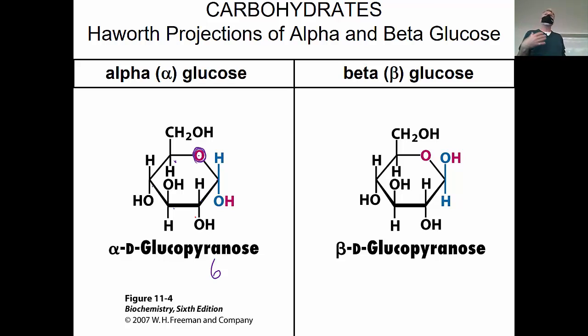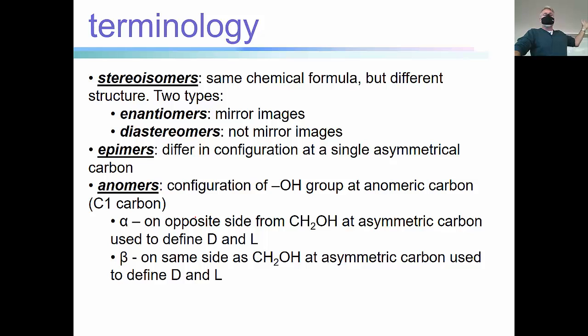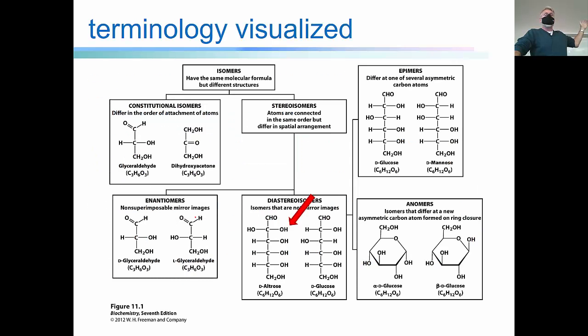Okay, we're going to step back from this for a minute, and then we're going to come back and talk about the importance of that anomeric carbon and why I spend so much time on it and why we care about it. There's a whole bunch of written description here, but I think it's better to just hop ahead to this terminology visualized chart. And this describes the different structures that we can have for carbohydrates.